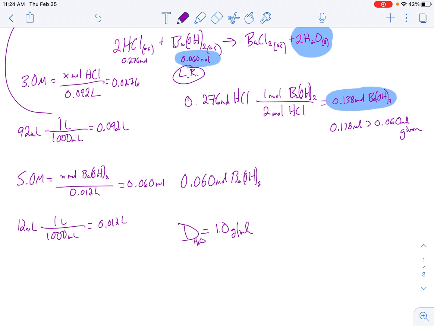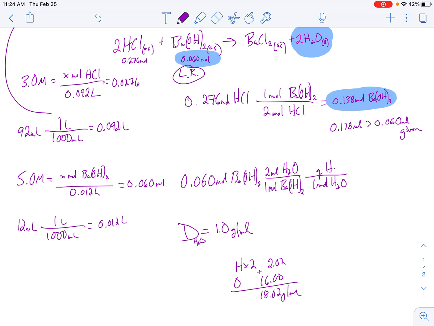Let's do some stoich here. So I'm going to have my moles of barium hydroxide. First, convert that to moles of water. I do need to quickly get the molar mass of water. And now I can convert my moles of H2O to grams of H2O. And then I'm going to use this density conversion to convert my grams of H2O to milliliters of H2O. And it's a 1-to-1 ratio, which is kind of nice.